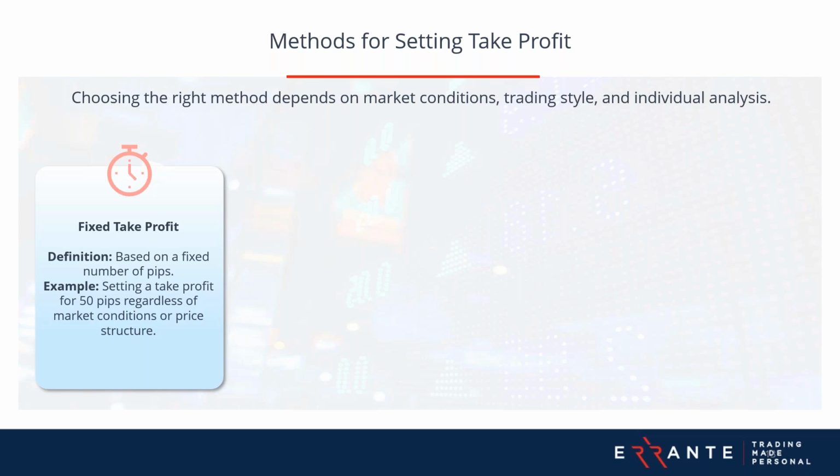First, fixed take profit. This method involves setting a take profit order at a predetermined number of pips from the entry point, regardless of the market conditions or price structure. For instance, a trader might always set a take profit of 50 pips on a particular currency pair. This method is simple and can be effective in markets with less volatility, where price movements are more predictable.